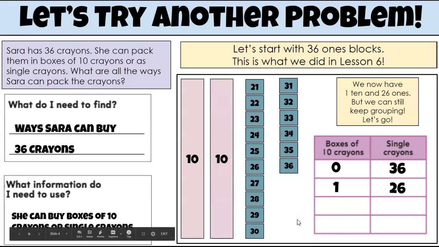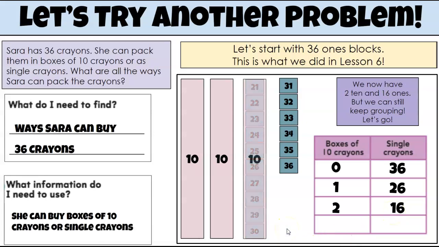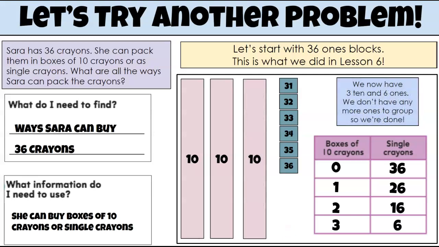And we can group another 10. So now I have 2 boxes of 10 crayons with 16 crayons. And then they actually did the last one for us, which was 3 boxes of crayons with 6 single crayons. And this is how we would write the number 36.